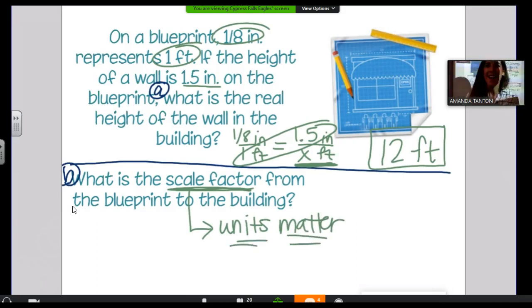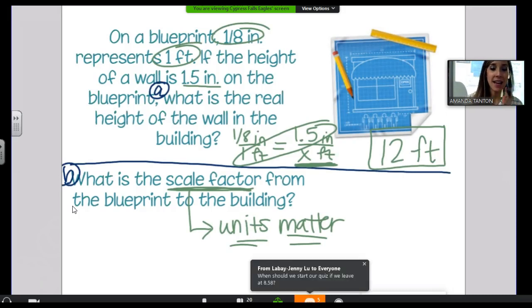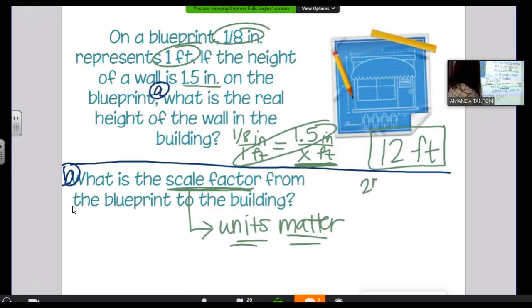In a proportion, the units canceled. I'm not saying they don't matter in a proportion, but they take care of themselves in a proportion. But with scale factor, the units matter. So I'm going to do my scale factor, second over first. That hasn't changed. So the building is second, and the blueprint came first. So I'm going to do building over blueprint. So my building, 12 feet tall wall, and my blueprint, 1.5 inches.